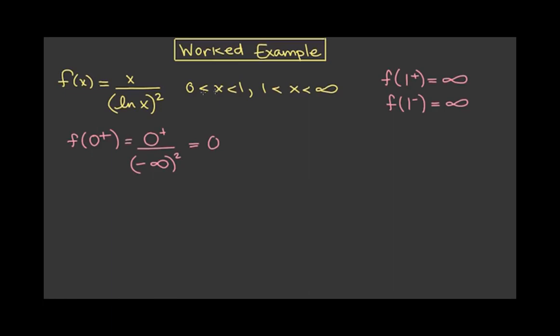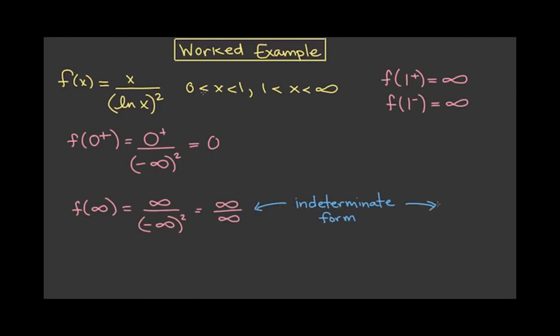Next, let's look at what happens at the other endpoint, that is as x tends towards infinity. If we do the naive thing and plug infinity into f, we get infinity over infinity. And infinity over infinity is something that we call an indeterminate form. That means we don't immediately know how to evaluate something that looks like this. This is very similar to the case 0 over 0, which we've already talked about a lot before.